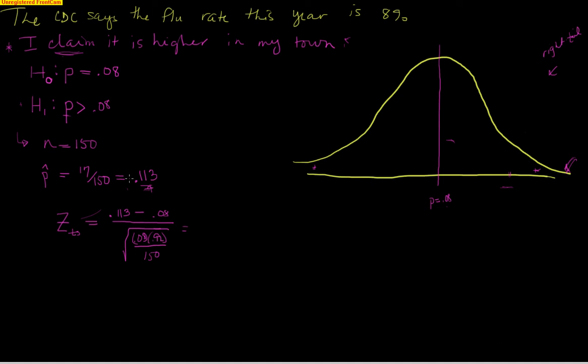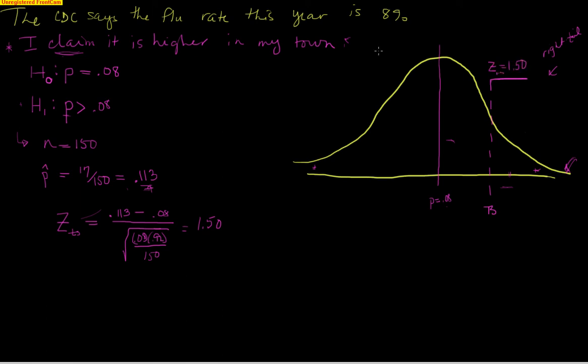If you do that all on your calculator, you're going to get a z-score of 1.50, rounded to 2 decimal places because we're going to need to use our z-table. So where does that plot? Well, I'm going to put that right about here. It's about 1.5. So this is that test statistic here. It's just a z-score. Z equals 1.50.